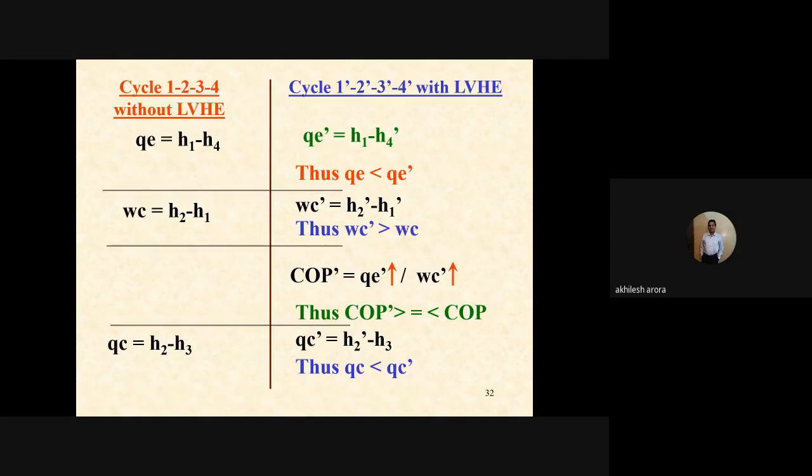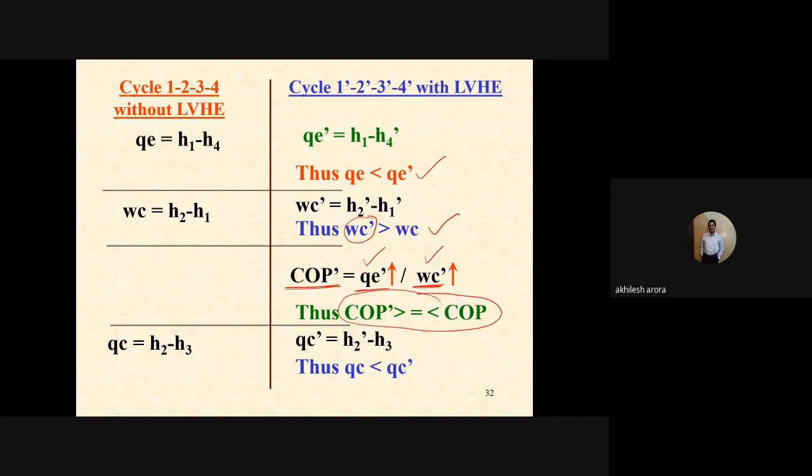So this is mentioned here. The specific refrigerating effect has increased, whereas the specific work of the compressor also has increased. So what will happen to COP? Now COP dash with a liquid vapor heat exchanger is given by QE dash divided by WC dash. Because both the parameters have increased, we are not in a position to say whether the COP has increased, decreased, or remained the same.